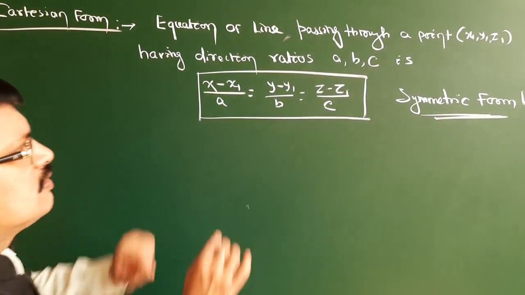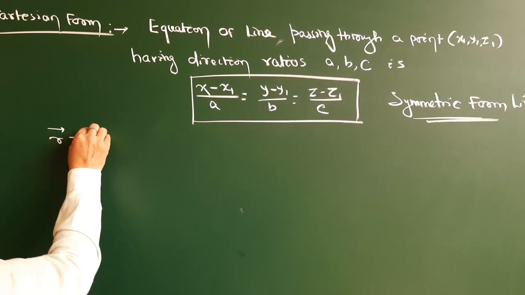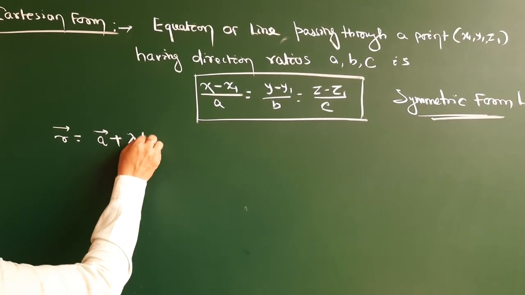So how to find this? As we know, the vector equation of a line is r is equal to a vector plus lambda into b vector.